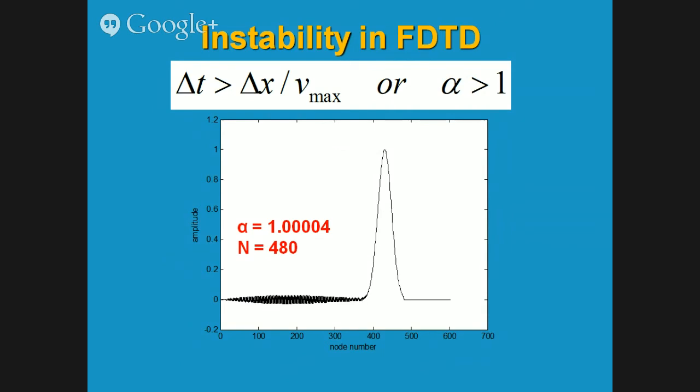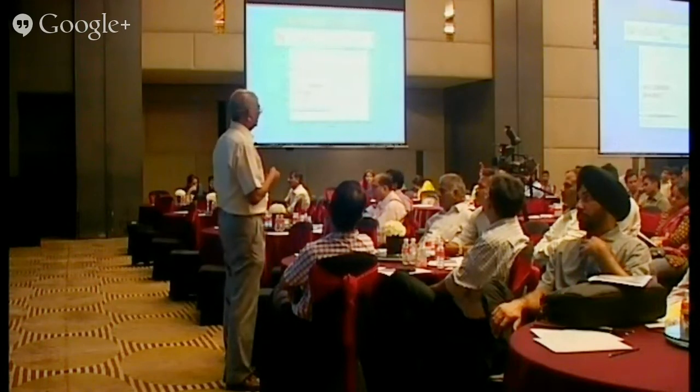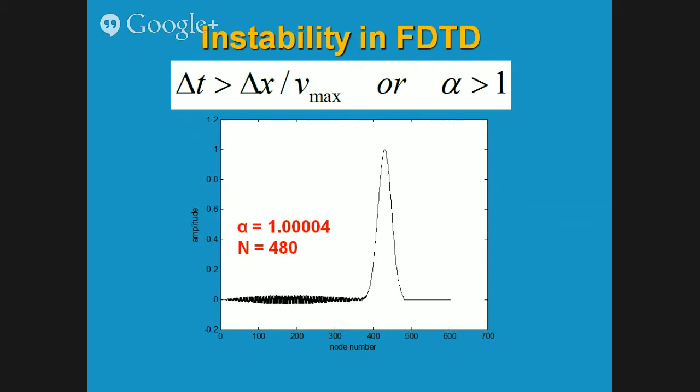Intentionally, we have increased the value of alpha to greater than 1. It is 1.00004, and at n equal to 480 time steps. We have used a Gaussian pulse, because in a Gaussian pulse it is easier to see the instability than in the rectangular one. The Gaussian pulse has reached some position in the grid, but on the left side of it there is a slight amplitude.